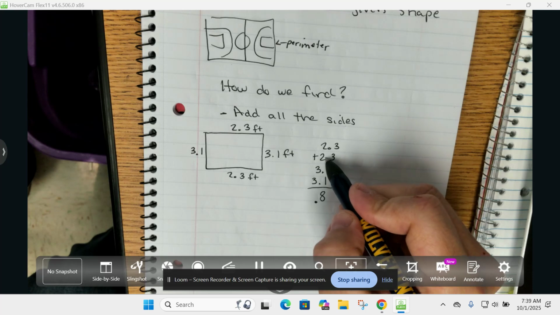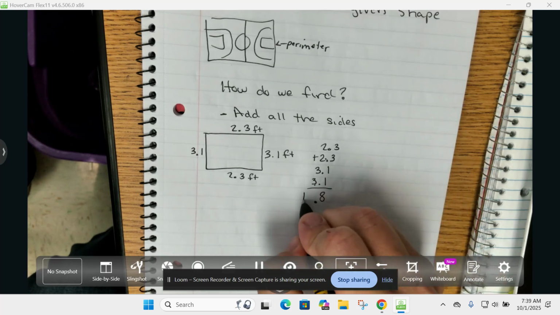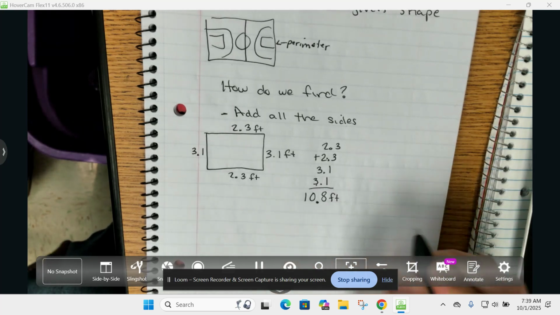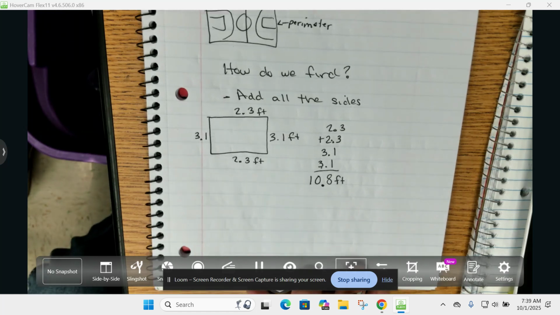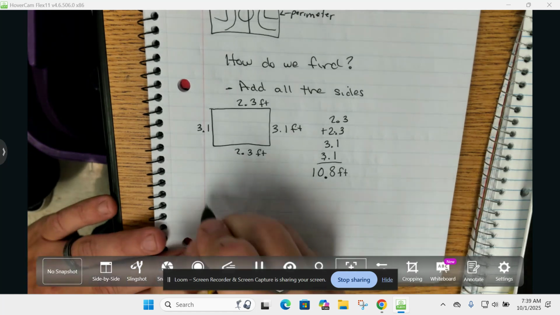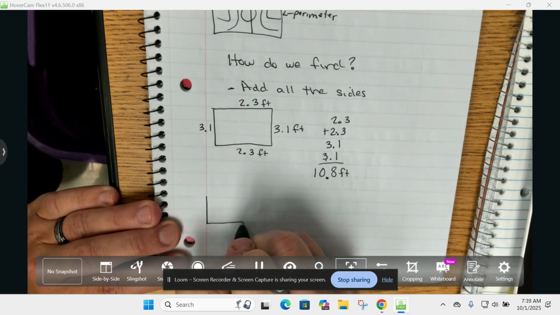2 plus 2 is 4. 3 plus 3 is 6. 6 plus 4 is 10. So I have 10.8 feet. So 10 and 8/10 feet. That's how I would do perimeter. Okay? Sometimes they'll give you all 4 numbers, sometimes they won't, so don't let that confuse you.